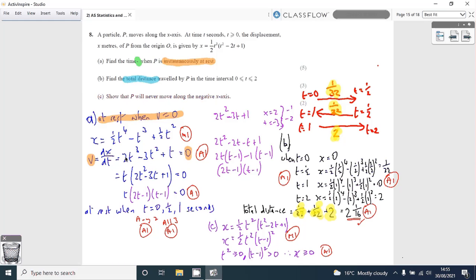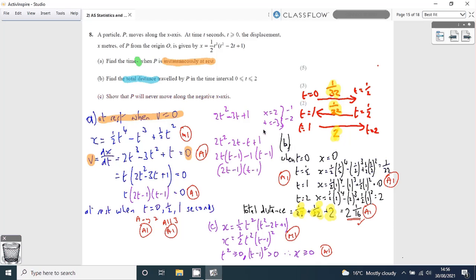I've then factorised it and taken out the t, and then I've factorised the quadratic, and I can see that I get my solutions when t is 0, a half, and 1 second. Each of these 3 components is 0 when t is 0, t is a half, t is 1. So I'm at rest at 0, a half, and 1 second. So those are my 3 answers for part A.